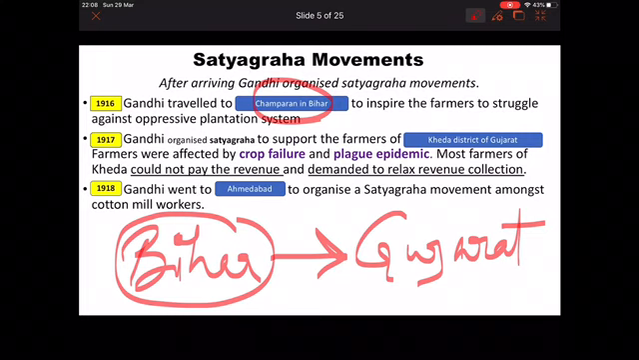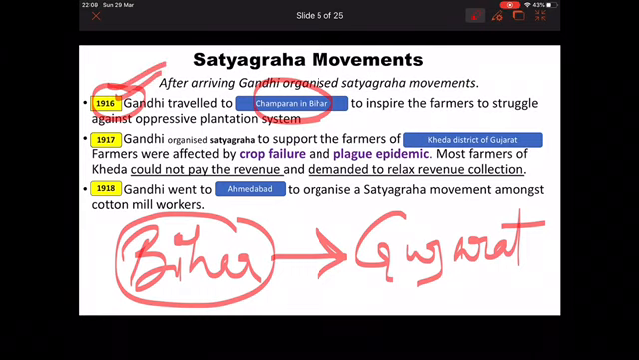Yet they were forced to grow plantation crops, because if you sell plantation crops, it fetches you more money. So the British wanted those small peasants and farmers to grow plantation crops. Gandhi actually represented the anger and the problems of the peasants and farmers of Champaran, Bihar, in which year? 1916. So Gandhi organized Satyagraha movements, first in 1916, in Bihar.